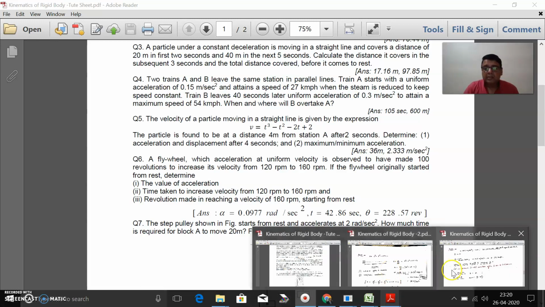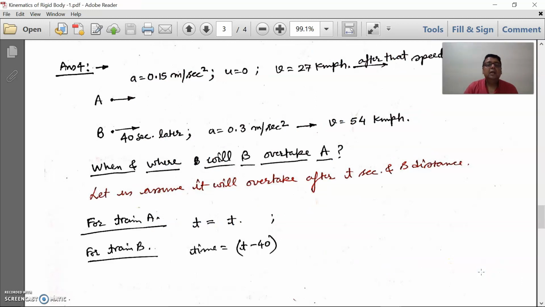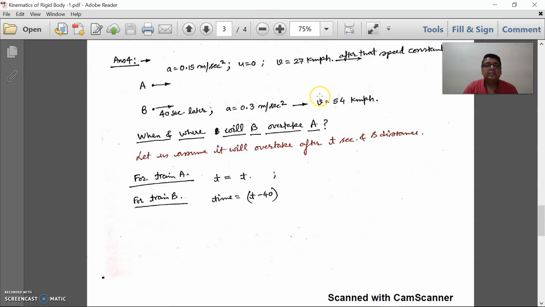Here comes the solution. That's how we can write it down. For A: a is equal to 0.15, u is 0, v is 27 km per hour. After that, speed was constant. B started 40 seconds later, a is equal to 0.3 meter per second square, v was 54 km per hour. When and where will B overtake A?